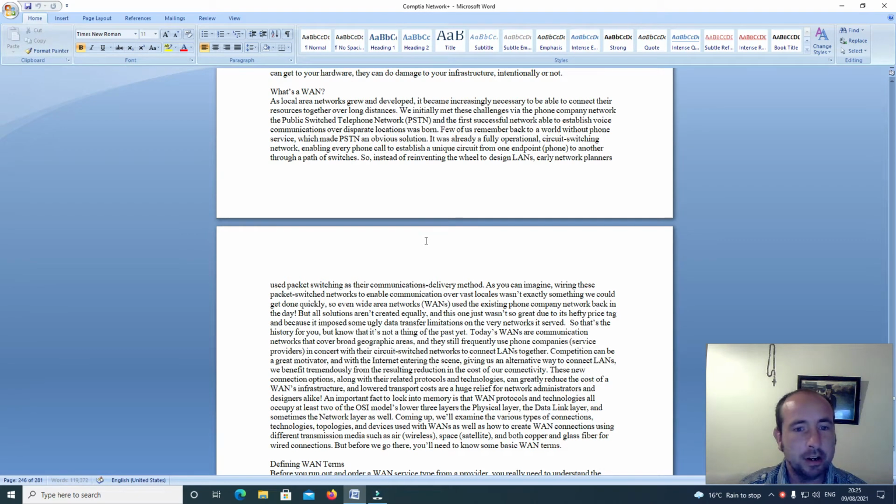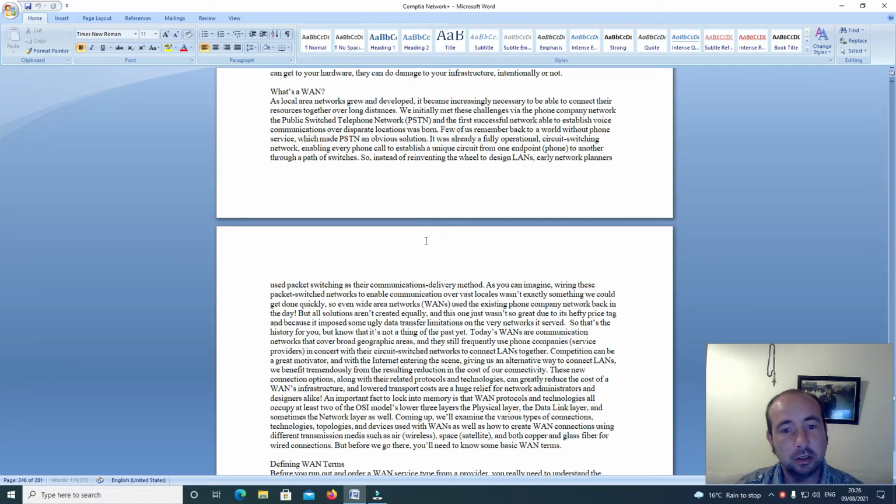As local area networks grew and developed, it became increasingly necessary to be able to connect their resources together over long distances. We initially met these challenges via the phone company network. The public switched telephone network, PSTN, and the first successful network able to establish voice communications over disparate locations was born. Few of us remember back to a world without phone service, which made PSTN an obvious solution.